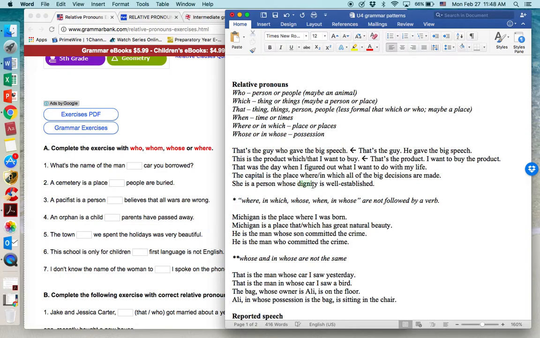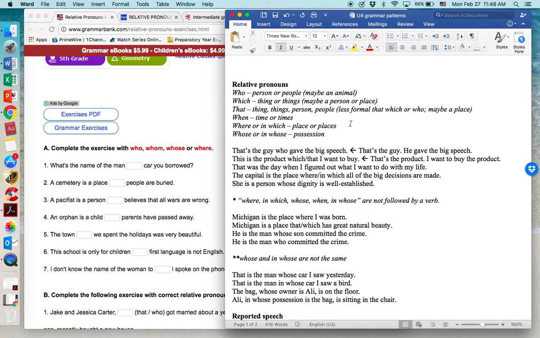So we're talking about possession in this one. Person, she is a person whose dignity. There's a relationship of possession between dignity and that person. So using who for person or people, maybe an animal like a beloved cat or something. Using which for thing or things, sometimes a person or a place. That is for thing or things, people or person, but it's less formal than which or who for a person. Who is the most formal for a person.